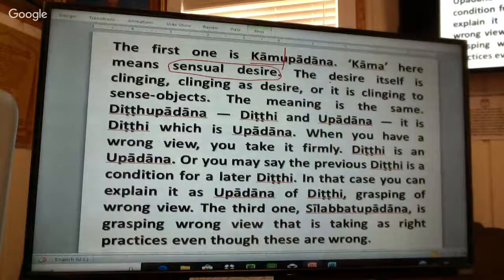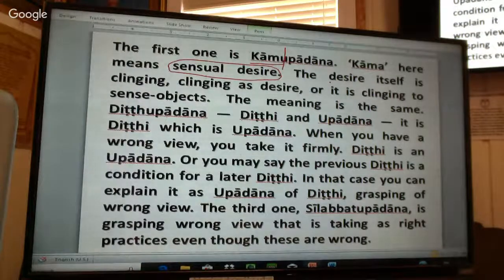More and more stronger wrong view. First thinking, second thinking, more and more stronger and stronger, and wrong. Like that we call Dittupadana. So Dittupadana is the grabbing of the wrong view.